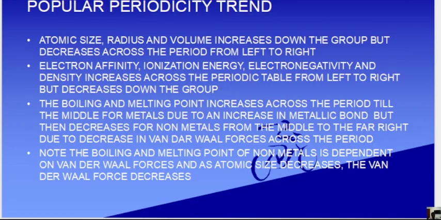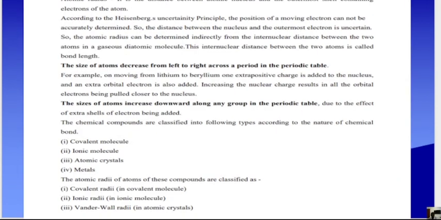So let's consider some general periodic trends. The first one is atomic size, radius, and volume. It increases down the group, but decreases across the period from left to right. So what then is atomic size? Simply the size of an atom. And the size of an atom is dependent on its radius. A very important point for you to note is that the size of an atom is dependent on its radius. If we are to understand what an atomic radius is, an atomic radius is the distance between an atomic nucleus and the outermost shell containing the electrons of the atom.